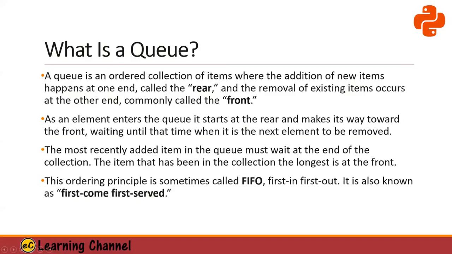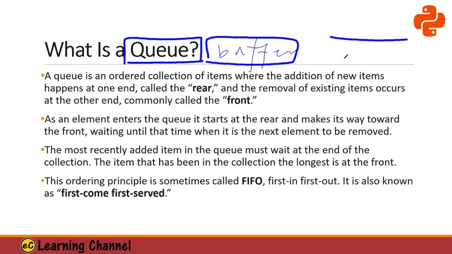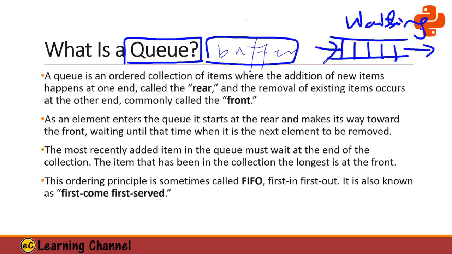So what is a queue? A queue is an ordered collection of items where the addition of new items happens at one end. It's called rear. And the removal of the existing item occurs on the other end. It's called front. So you basically have a buffer. Sometimes queue is also called a buffer. And the purpose of a queue usually is also buffer. So basically, you have something like a waiting room. And here is a consumer, here is a producer.